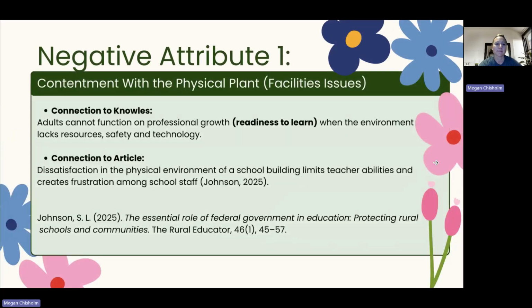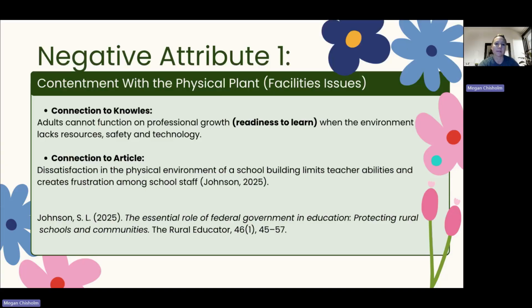So negative attribute number one, contentment with the physical plant. So we are in a tiny little rural school system. We're a 2 stoplight town, no Walmart, no McDonald's. We have a very low tax base as far as commerce goes, and so we have some money issues that we're dealing with.